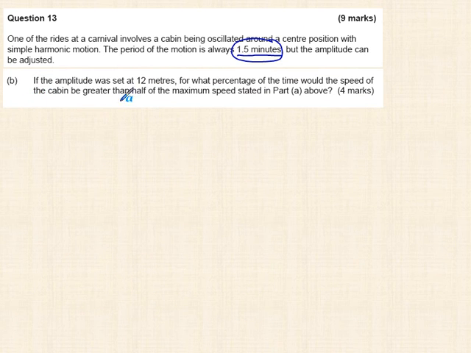If the amplitude was set at 12 meters, for what percentage of the time would the speed of the cabin be greater than half the maximum speed stated in part A above? The maximum speed above was 80, so half of this would be 40. Let's consider the SHM. So the amplitude is set at 12.